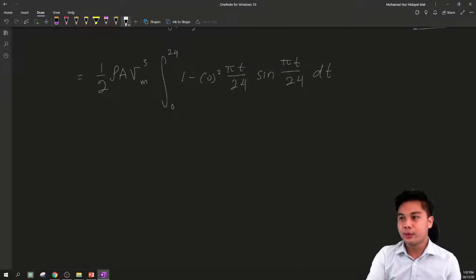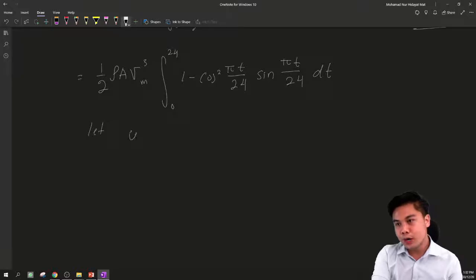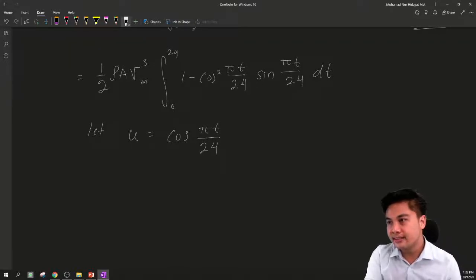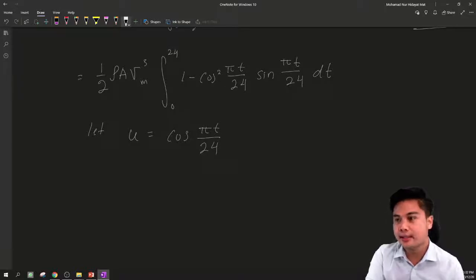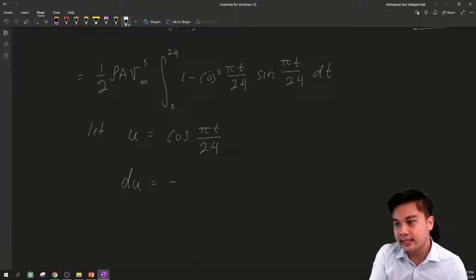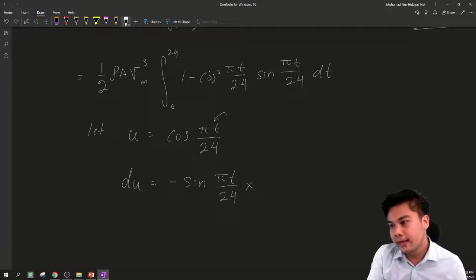Alright, in this part, we need to let u be cos pi t over 24, because we need to do the integration using the substitution method. Let u equal cos pi t over 24. So differentiate this, du equals negative sine pi t over 24, and inside here we need to differentiate as well, so we get pi over 24 dt.